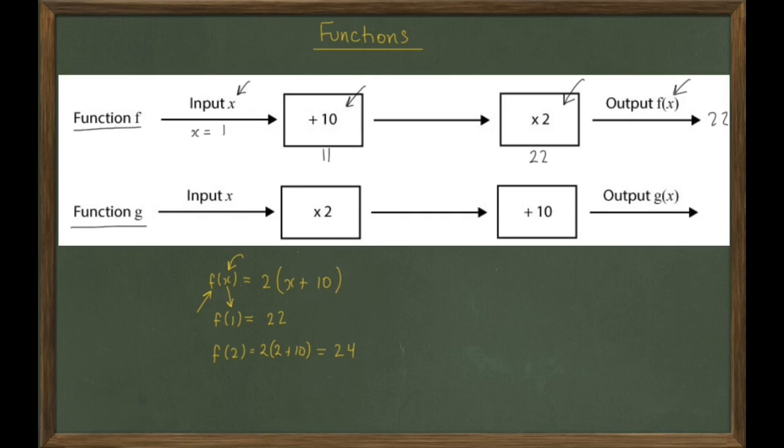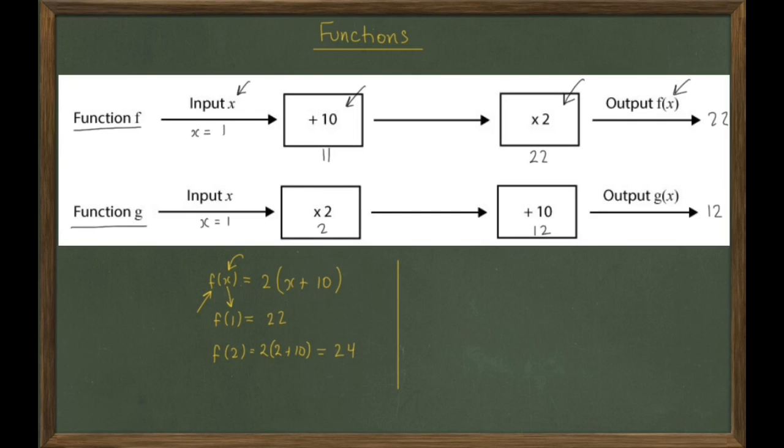Now, what about the function g? Well, the function g is exactly the same as the function f, apart from the fact that our times 2 and plus 10 are the other way around. So for example, if we took the value 1, so input x equal to 1, we'd have to multiply it by 2 first of all to get 2, and then add 10 to get 12, so our output would be 12.